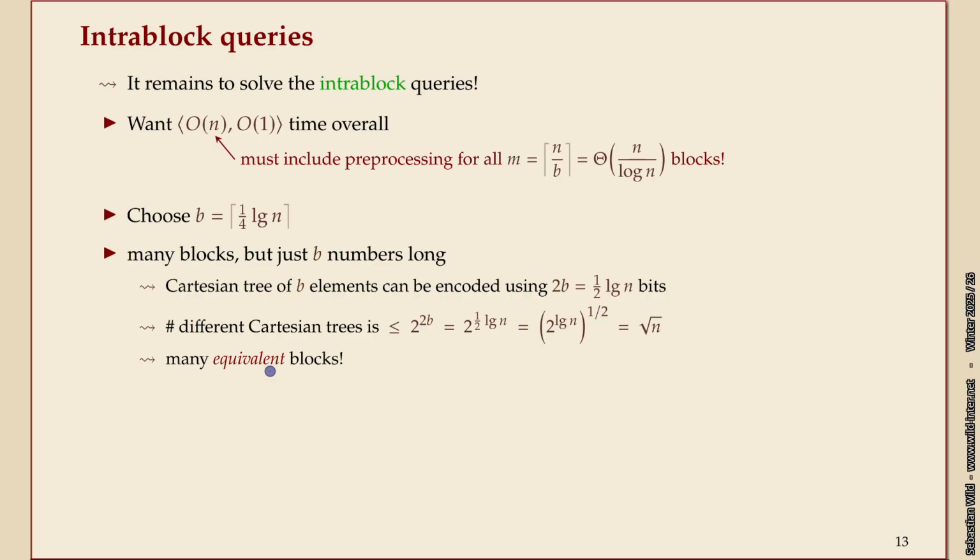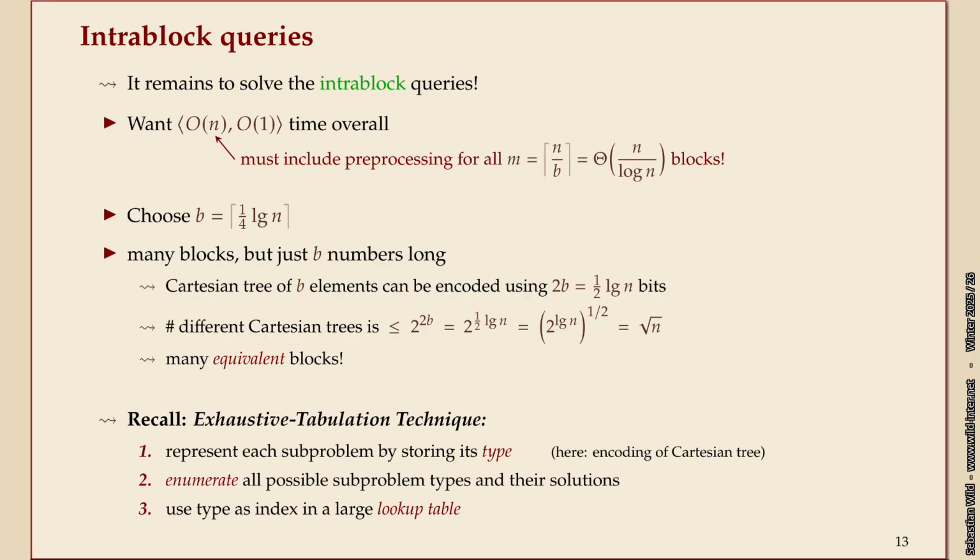Which means there's going to be, among all those n divided log n blocks that we have of our array, a lot of blocks that do the same. They have the same local answers. Of course, for different values and shifted in index, but if you locally look just at this block, they're identical. They're equivalent in terms of all range min queries. And so we can use exhaustive tabulation, which you guys already know from the alignment chapter. We're doing exhaustive tabulation on these small blocks. We write down the type and then do an exhaustive table of all the types and all their queries.